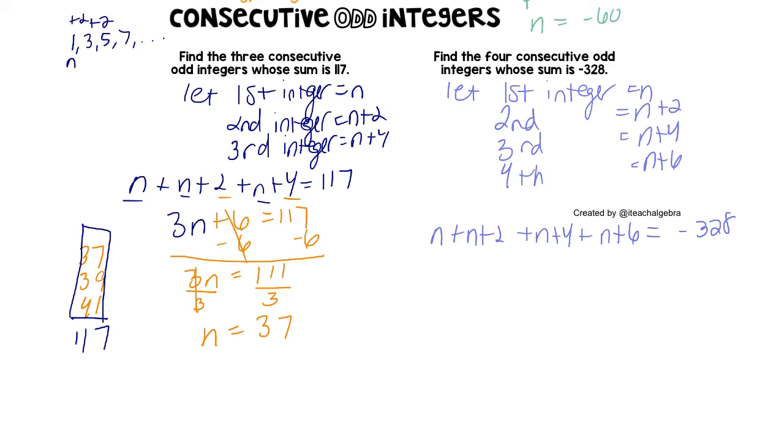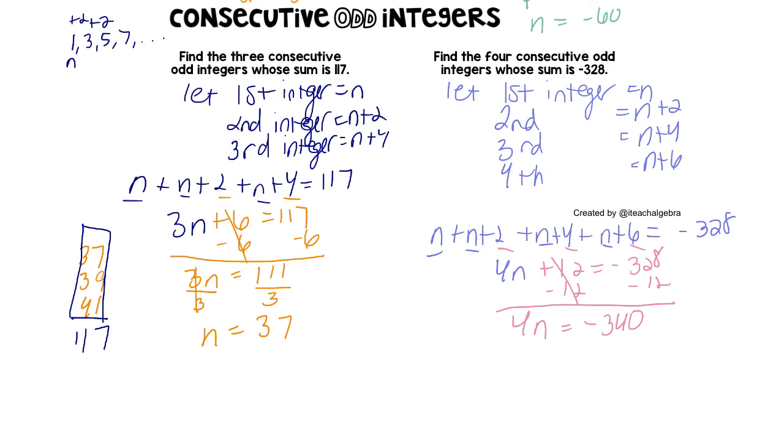So we're going to add up the variables. There's 4 of them this time. And the constants. So we've got 4n plus 12 is negative 328. Subtract 12 from each side. And we get 4n equals negative 340.